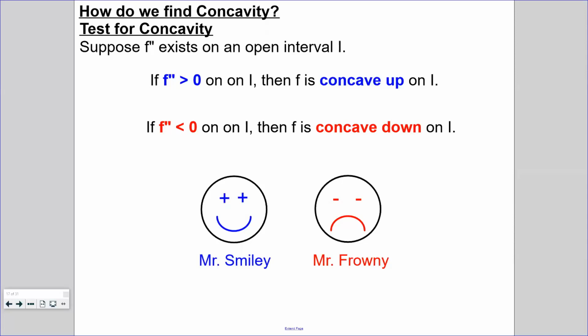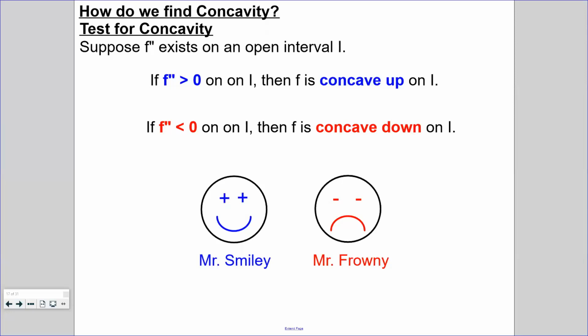All right, but okay, a test for concavity. So increasing and decreasing is the first derivative. Concavity is the second derivative. And we follow the same process as we do with increasing and decreasing. We find the second derivative. If the second derivative is positive, it's concave up. If the second derivative is negative, it is concave down.